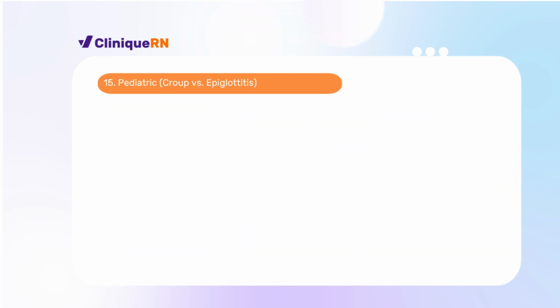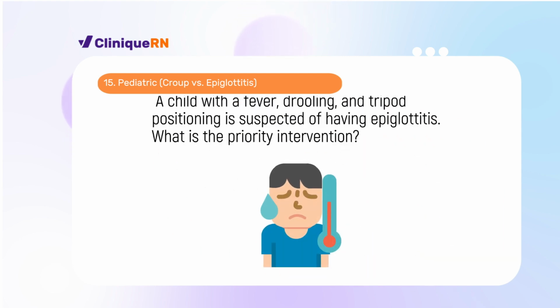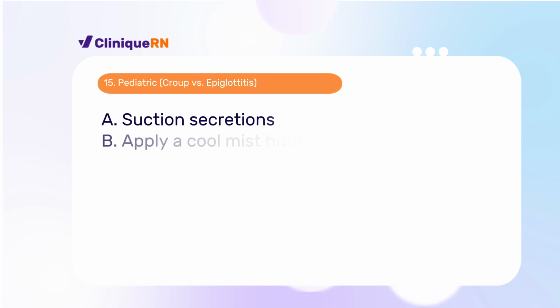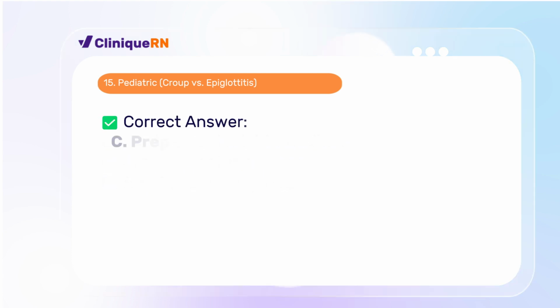15th. Pediatric, croup versus epiglottitis. Question: A child with a fever, drooling, and tripod positioning is suspected of having epiglottitis. What is the priority intervention? A. Suction secretions. B. Apply a cool mist humidifier. C. Prepare for intubation. D. Administer cough syrup. Correct answer.